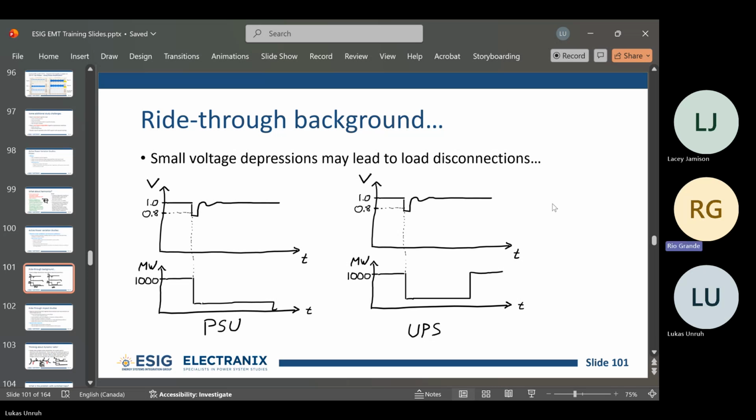Okay, so in terms of ride-through problem, small voltage depressions may lead to load disconnections. So the UPS trigger thresholds can be very sensitive. For this example here, something like 0.8 per unit might cause the load to move on to UPS and disconnect from the system. And for the load, this is totally fine, but for the system, this is not great. This basically looks like the load has disappeared for a while and then come back.